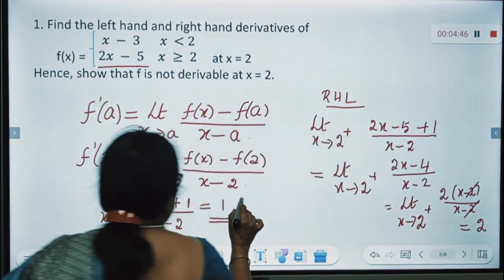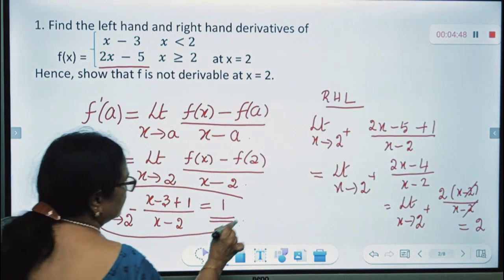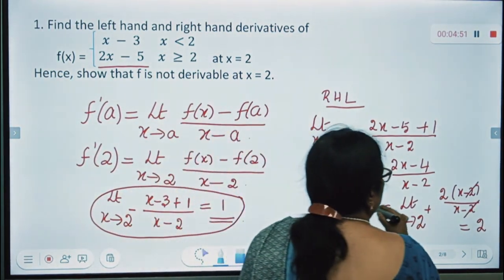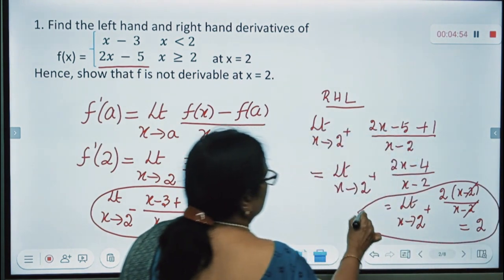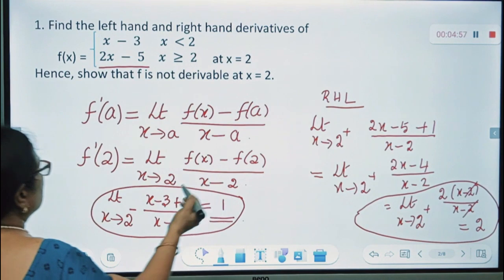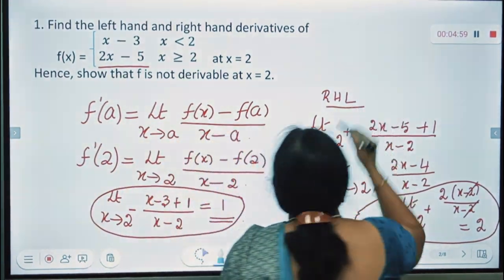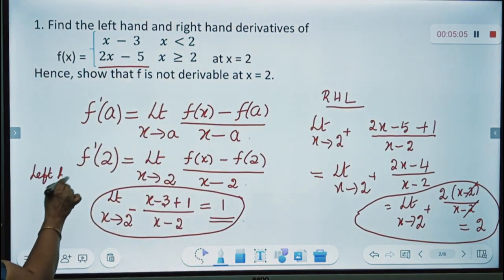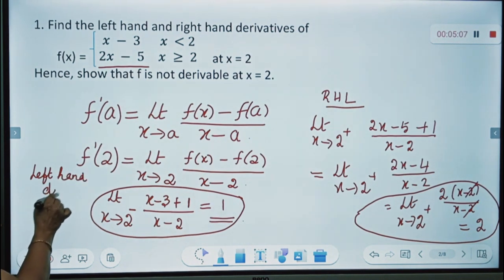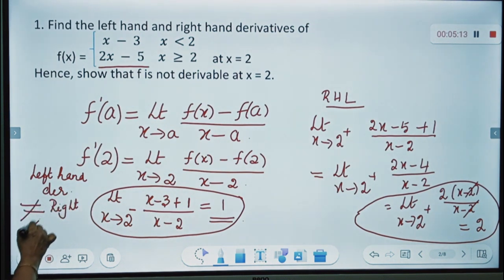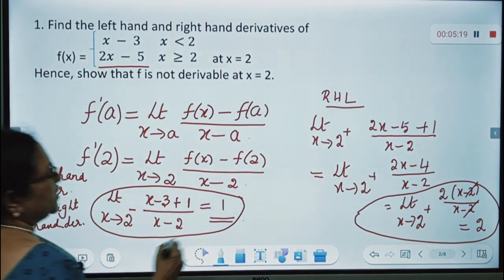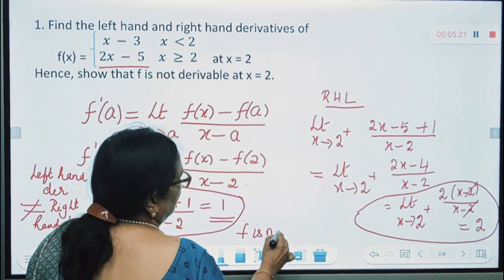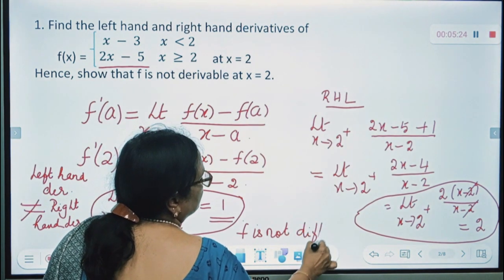So what do you observe? The left hand derivative is 1 and your right hand derivative is 2. Right hand limit, but in this case it's actually the limit of the derivative. Therefore, left hand derivative is not equal to right hand derivative. So what can you say? f is not differentiable at x equal to 2.